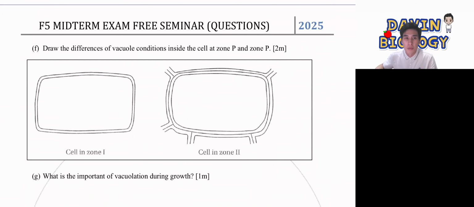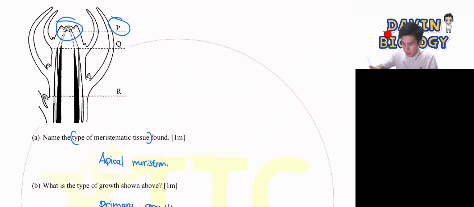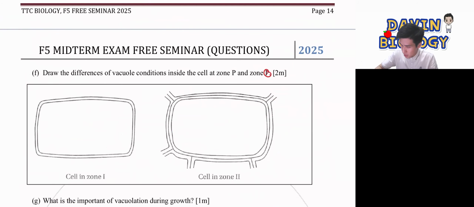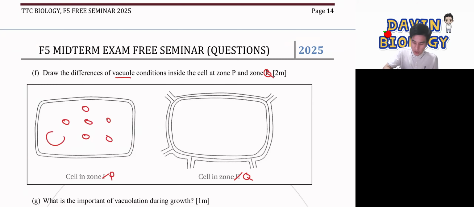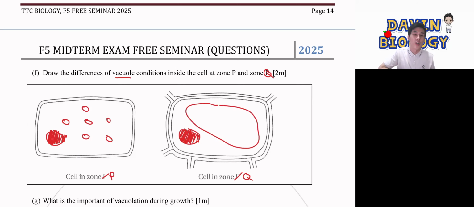Draw the difference of vacuoles shown in P and Q. Mistake here. So this is actually P, this is actually Q. So P is the zone of cell division. Now we're going to draw the vacuoles. You just have to mainly show the vacuoles. Vacuoles come in numbers. So there are many small ones you can draw. And then the nucleus, just add it in. In zone Q, as they elongate already, all these vacuoles will merge to form a large vacuole. So you can just draw like that. The vacuole is the key thing you have to show, of course.